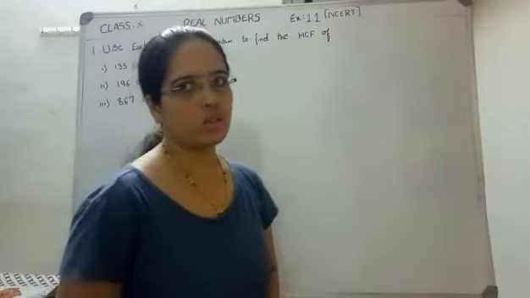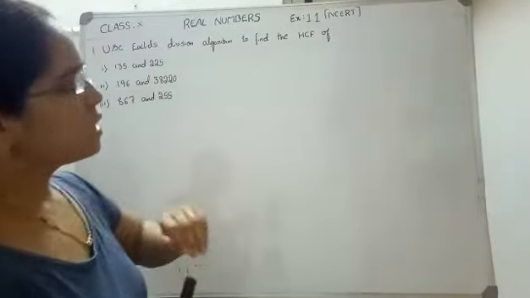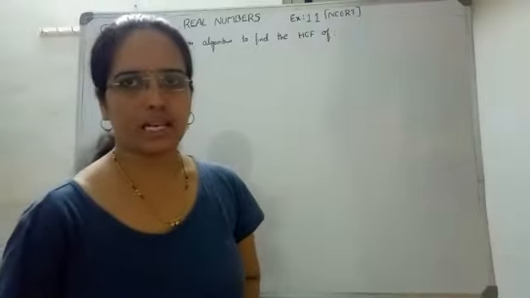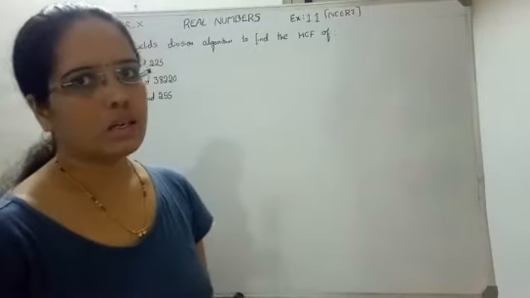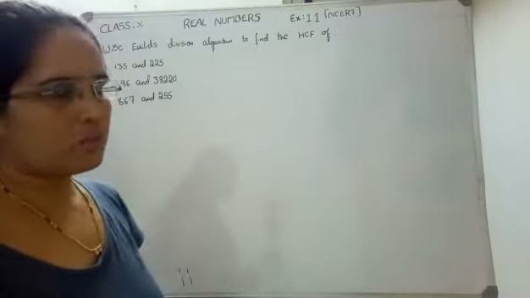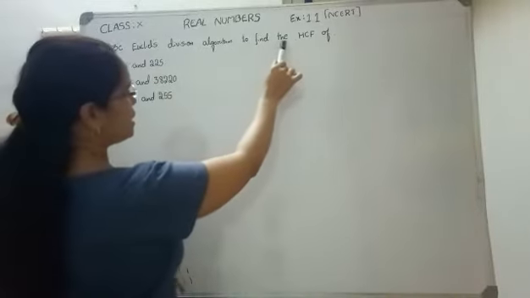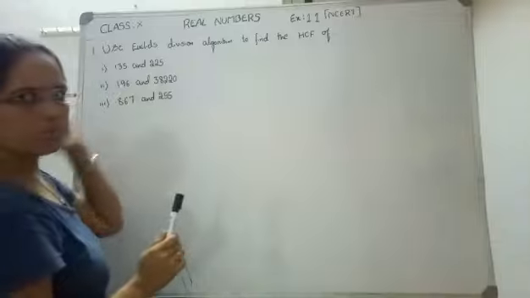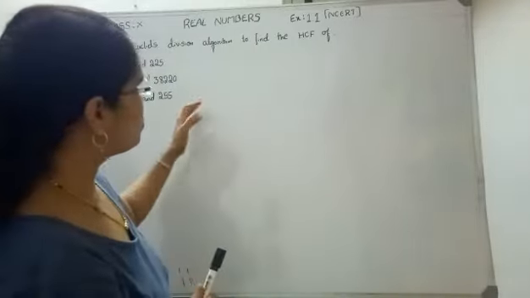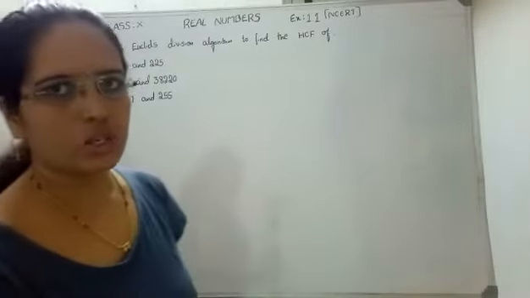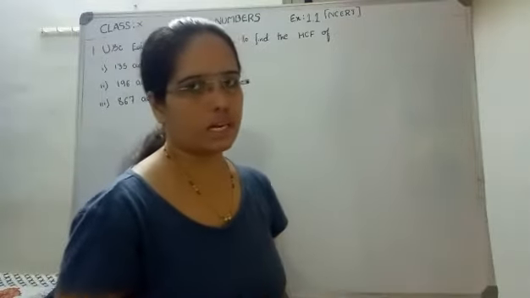In this video, we are going to discuss class 10th Real Numbers, exercise 1.1 from the NCERT textbook. First problem: use Euclid's division algorithm to find the HCF of the given three problems. Before solving this question, we should first know Euclid's division lemma.